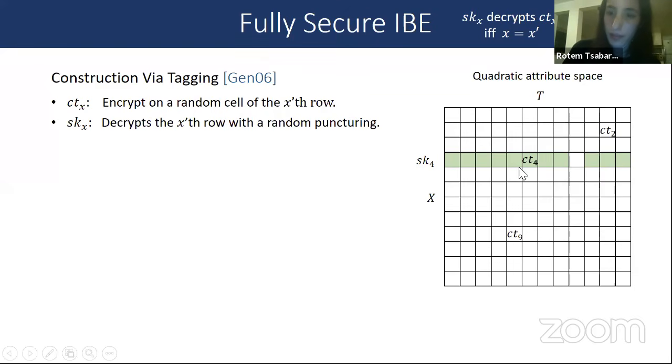So assume that I have this quadratic space of some underlying scheme, and now I want to encrypt with respect to some x in my new scheme that I'm now constructing. So I will go to the row of the specific x, and then I will randomly select one column, and then I will generate the ciphertext with respect to the attribute that corresponds to this cell in the underlying scheme that I'm using.